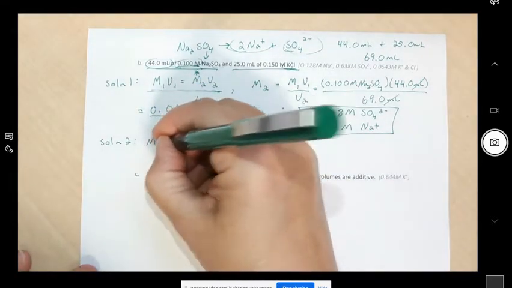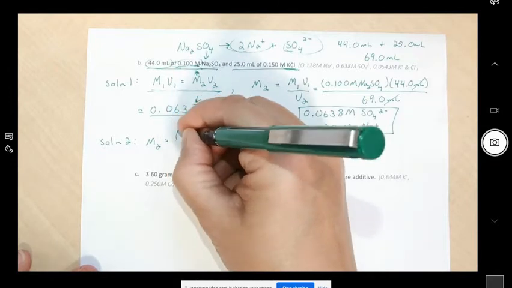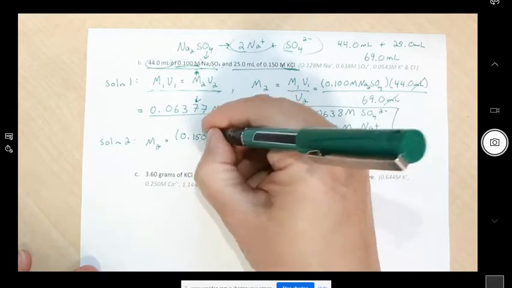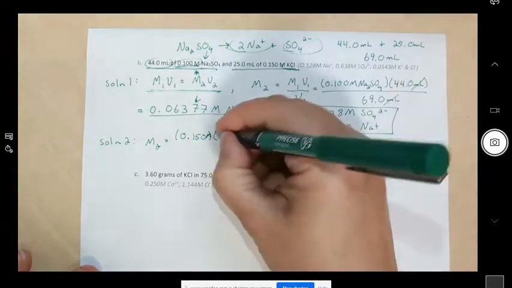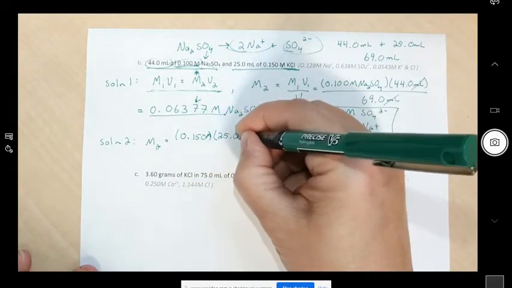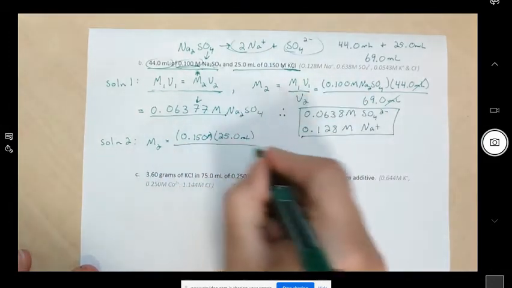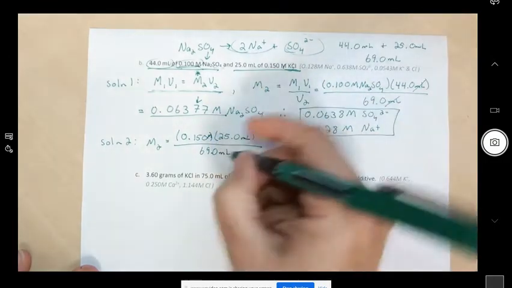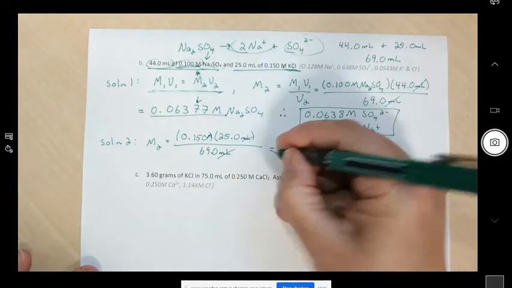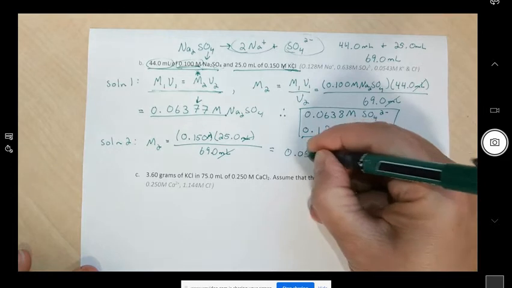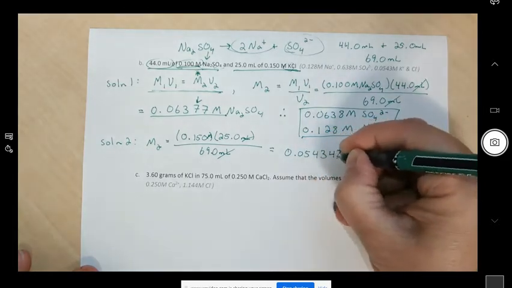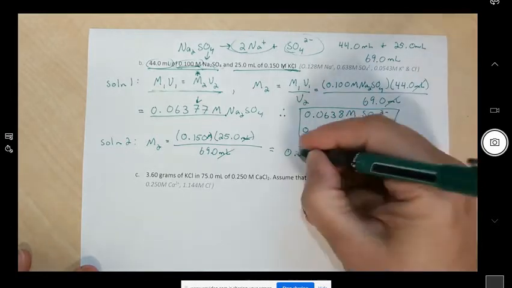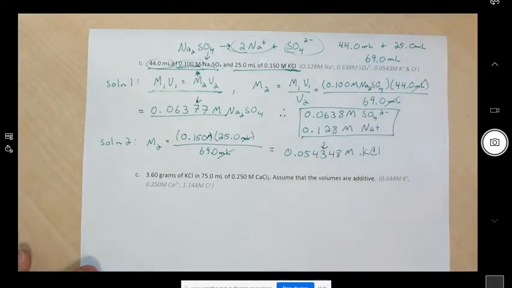So my new molarity is going to be my old concentration, 0.150 capital M, times its original volume, which is 25.0 milliliters, divided by the new volume, which is 69.0 milliliters. Milliliters cancels, and I end up with 0.054348 molar, and that's KCl. 1, 2, 3, there's my last significant digit.